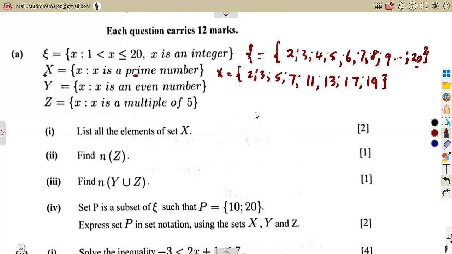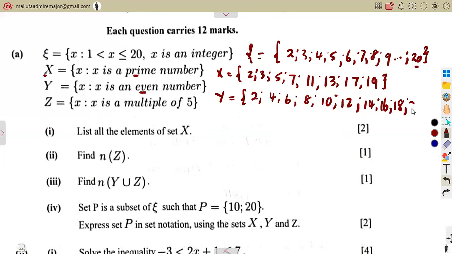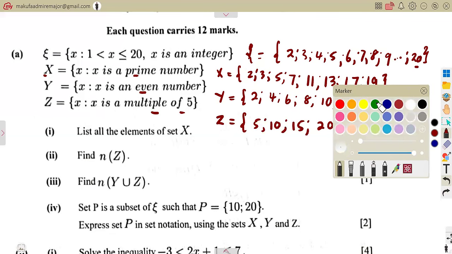Y is an even number, so Y are even numbers: 2, 4, 6, 8, 10, 12, 14, 16, 18. Remember, you are limited to 20. Then Z is representing multiples of 5. These are multiples of 5, like 5, 10, 15, 20, and so on.